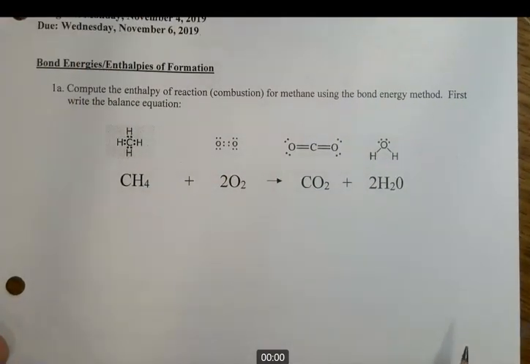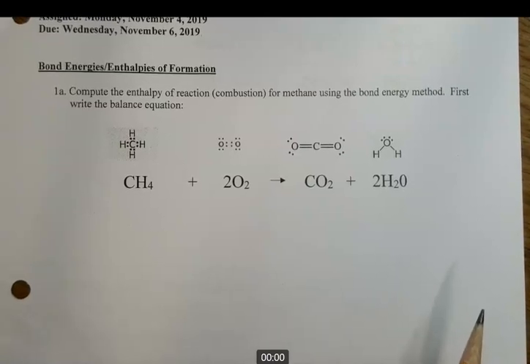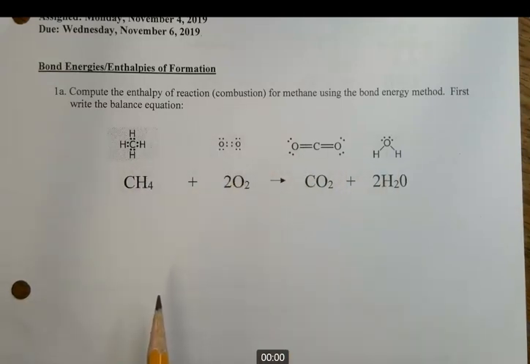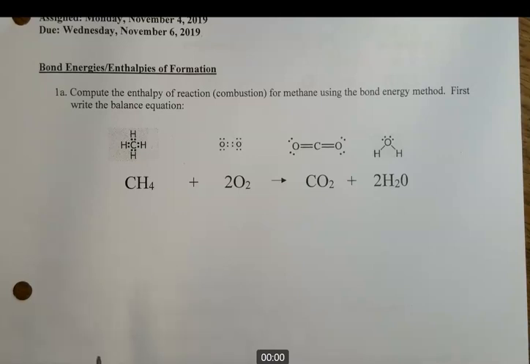So it's to compute the enthalpy of reaction, which is also an enthalpy of combustion since it's a combustion reaction. So it can be called different things for methane using the bond energy method. First, write the balanced equation. I've already given you a balanced equation there, and I've given you diagrams of the Lewis dot structures of each of the compounds. You're going to need that because you need to know what type of bond we're dealing with here. So what it's saying is we have one methane molecule here in the balanced reaction.